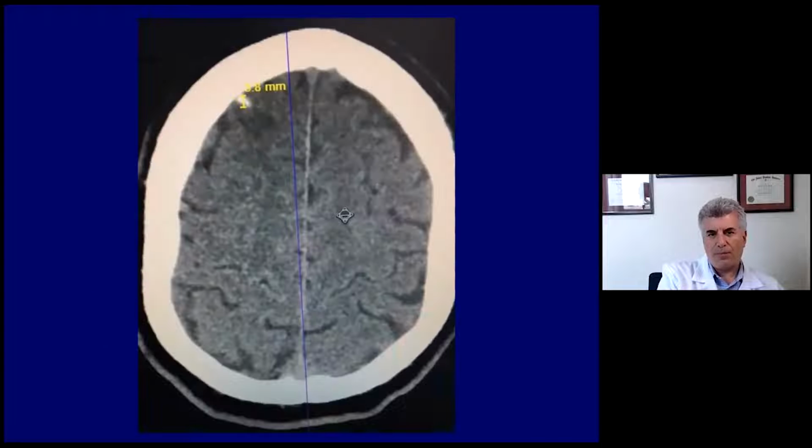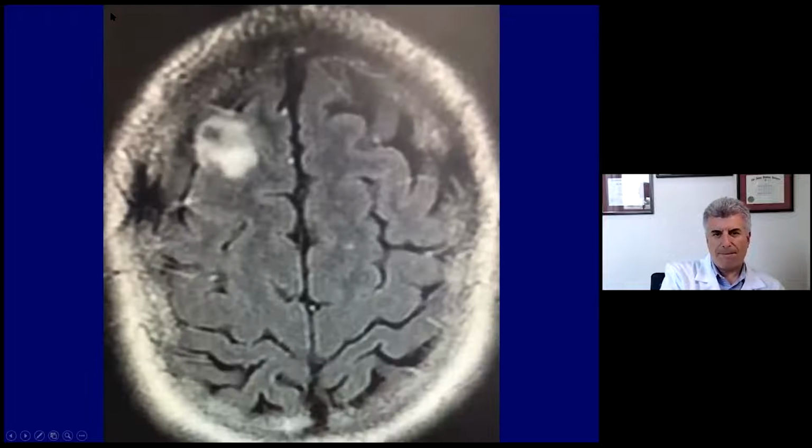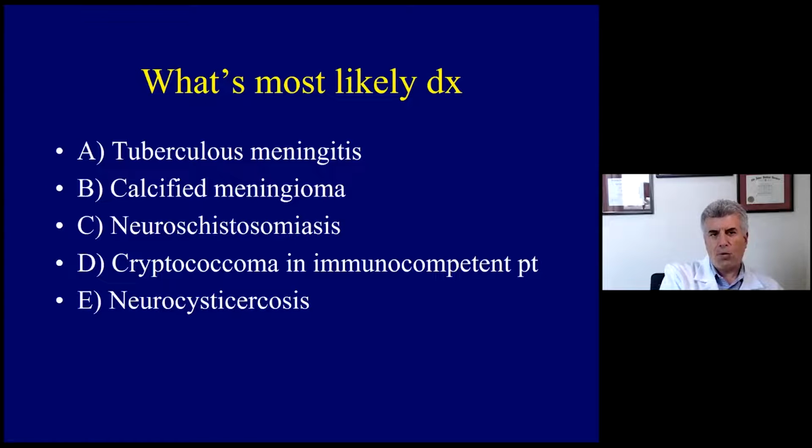His labs were normal. And this is showing his CT, and you can see here a punctate area of calcification. And this is an MRI, and it actually shows calcification with edema surrounding it. What's the most likely diagnosis? Do we think this is tuberculous meningitis, a calcified meningioma, neuroschistosomiasis, a cryptococcoma in an immunocompetent patient, or neurocysticercosis?